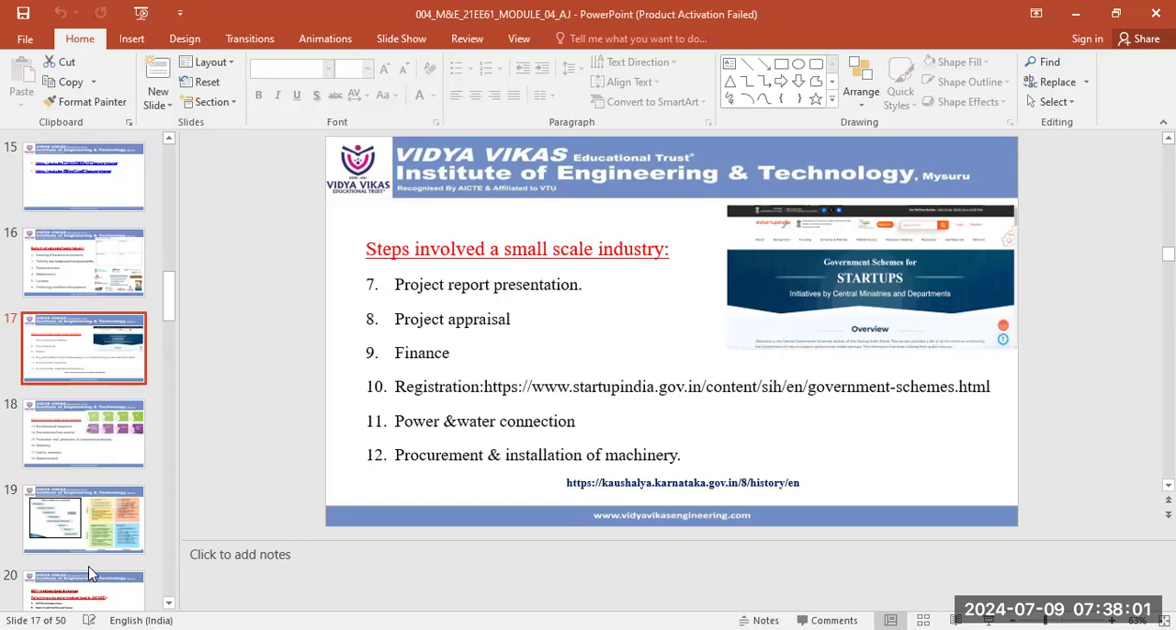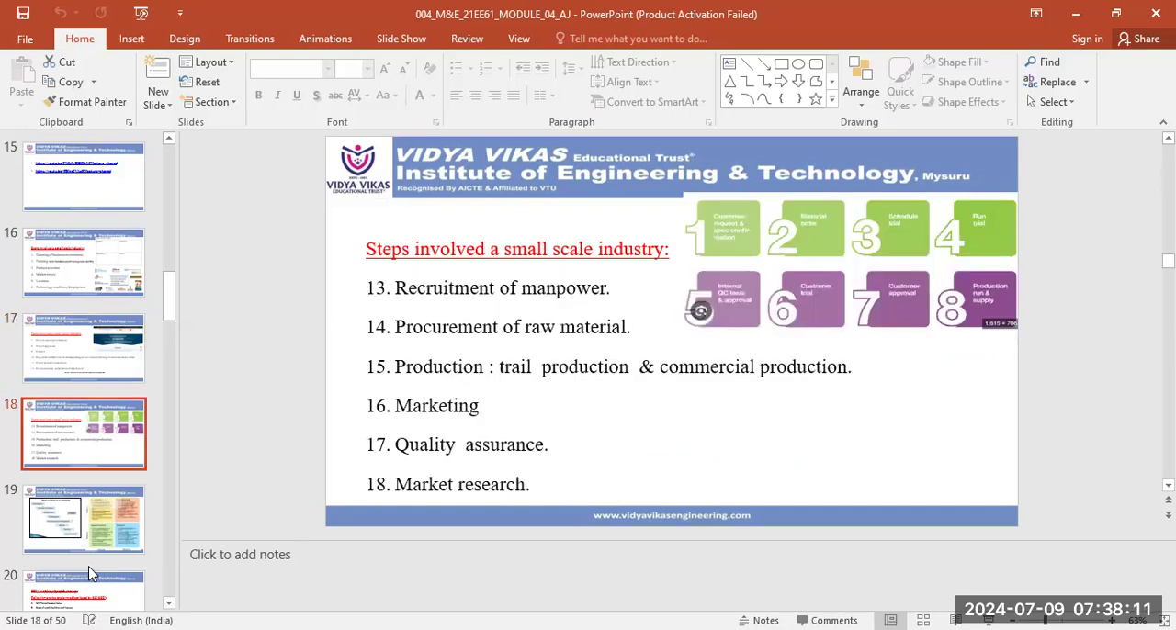Marketing is the most important activity as far as entrepreneurial development is concerned. And then finally, quality assurance. Before marketing, the product quality certification from authorities is to be obtained. Market research: once the product or service is introduced in the market, there is a strong need for continuous market research to assess needs and areas for modifications, upgrading, and growth.